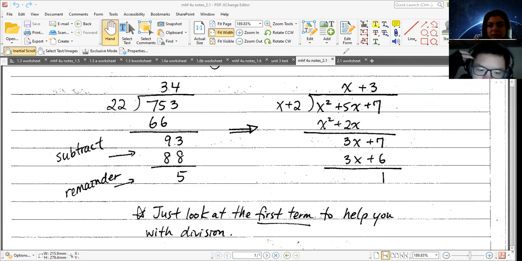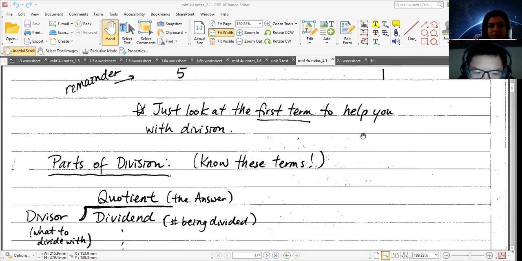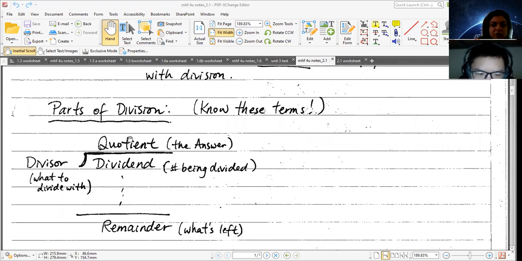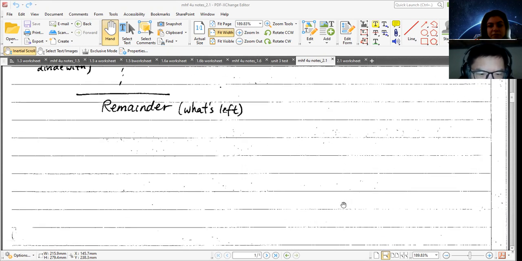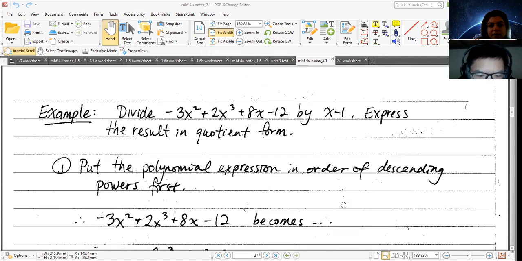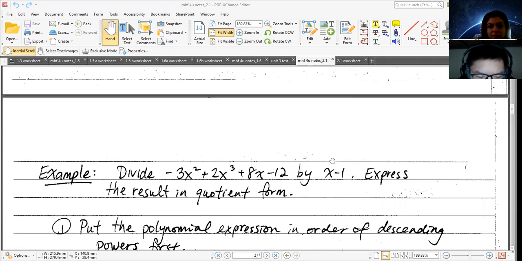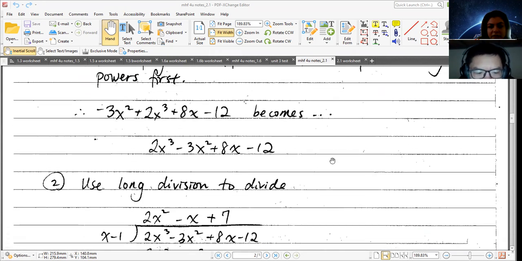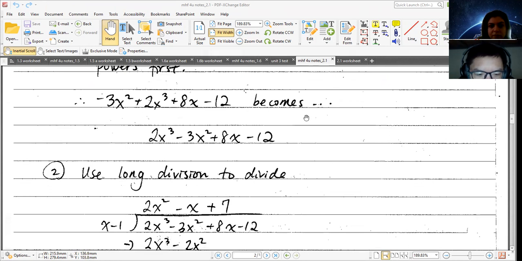No. I'm gonna clear that. So as you see, we call this one quotient, we call this one divisor, we call whatever is here the dividend, and here we have the remainder. This is another one that you divide by x minus 1. I'm gonna put that here and you could see. Here is x minus 1.